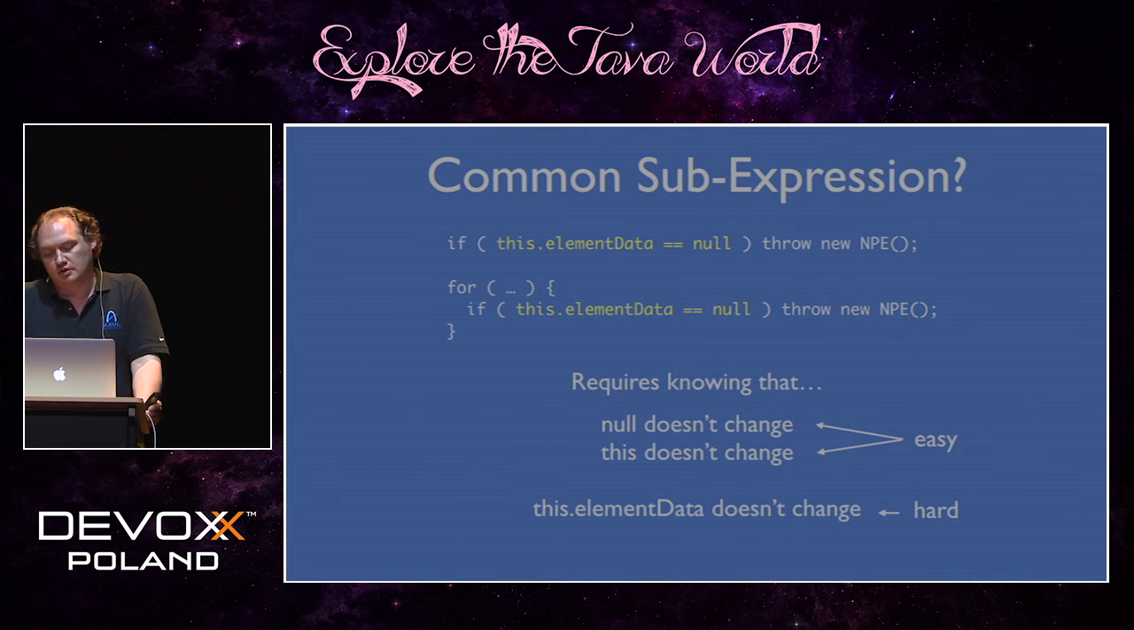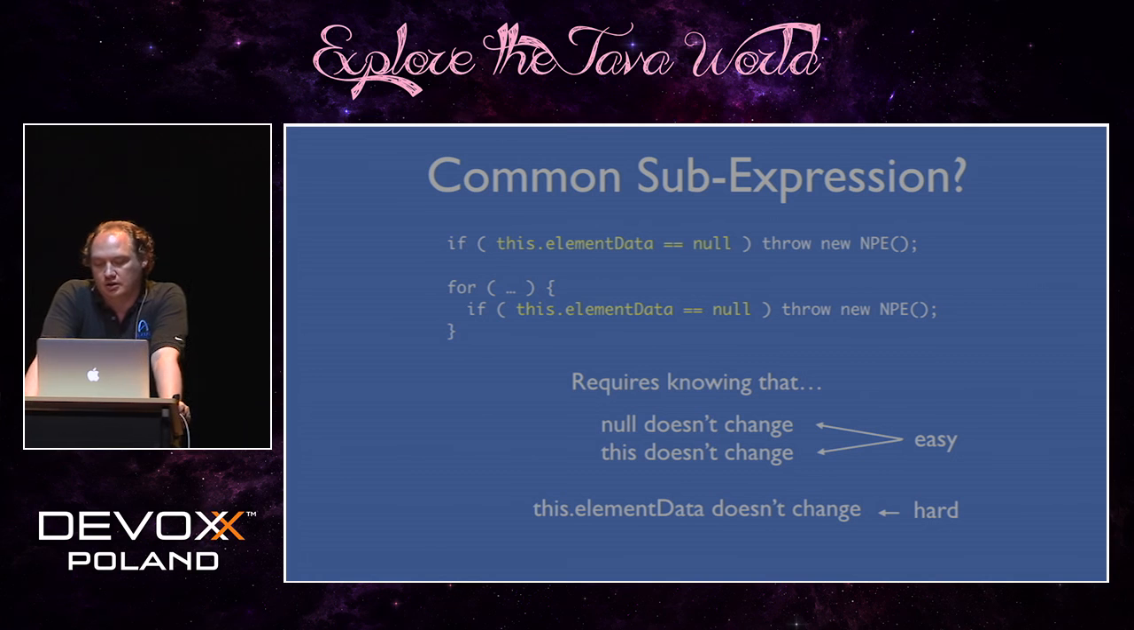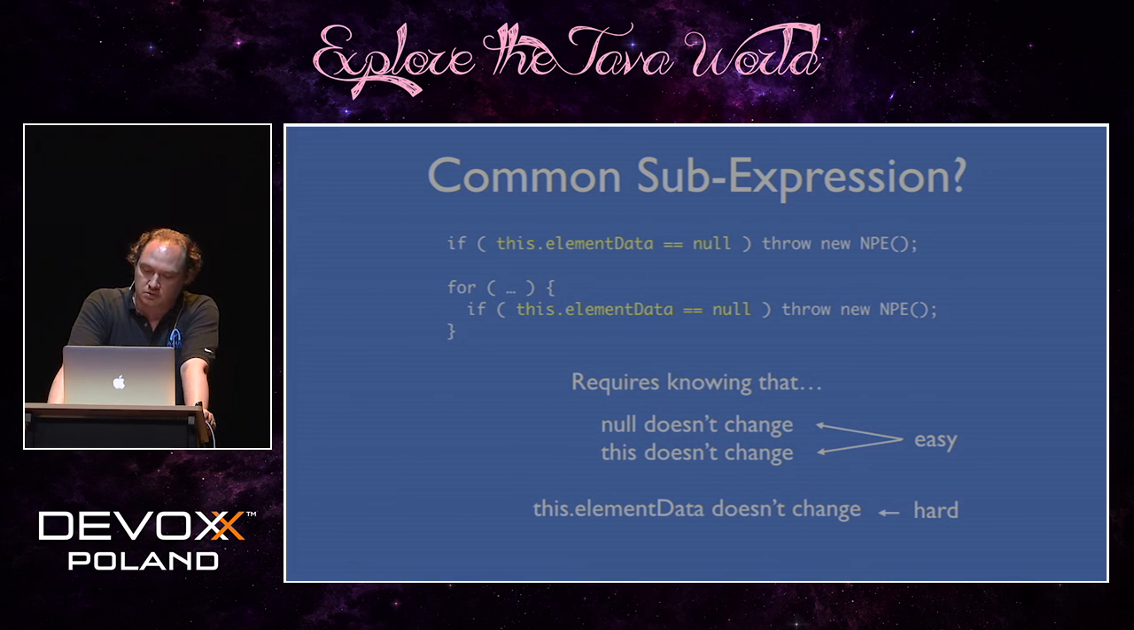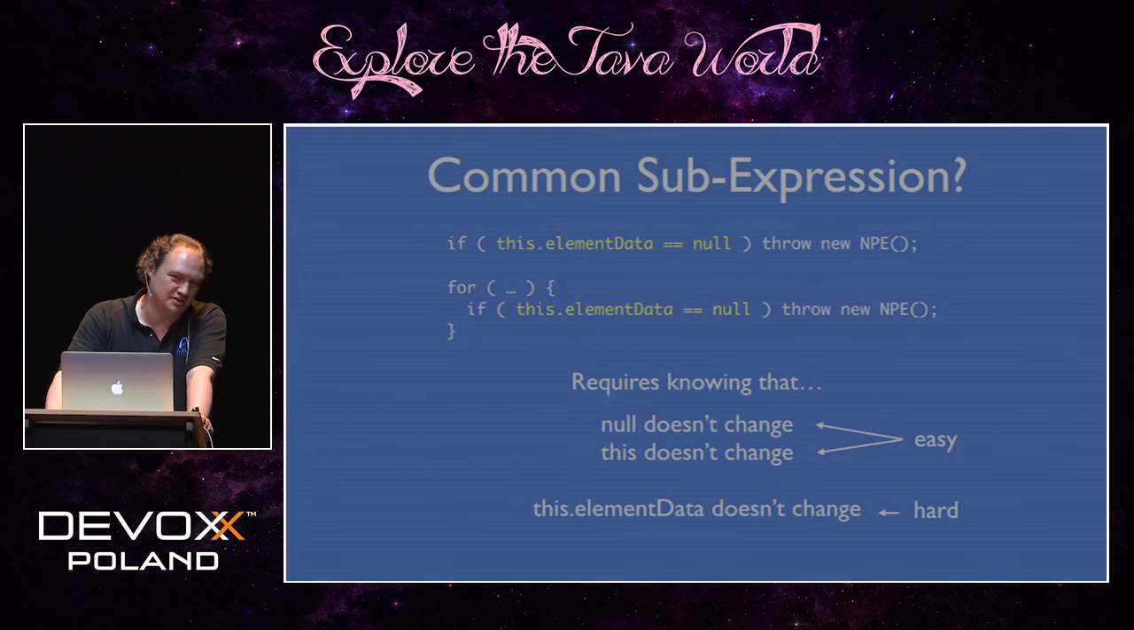To do that, we'd actually have to require that we know a whole bunch of things don't change every time we evaluate the expression. We'd have to know that null doesn't change. Well, that's fine. It's a constant. We'd have to know that this doesn't change. That's fine. It's a constant within the method. But knowing that this element data doesn't change, that's harder.